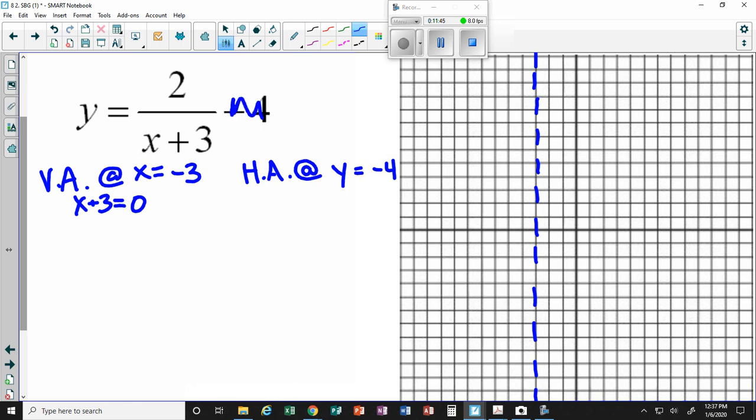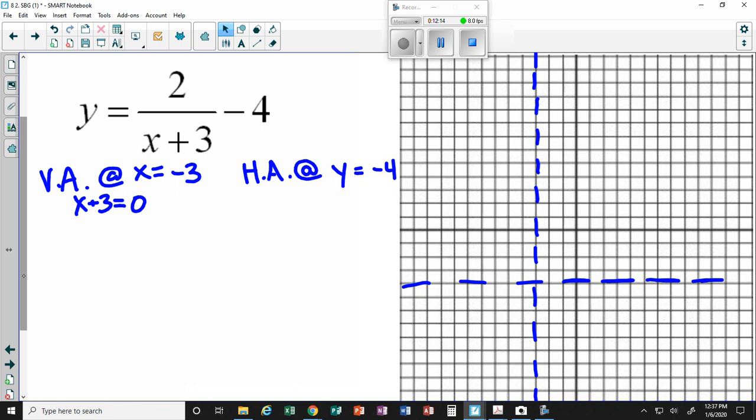Now, if there was nothing there, if this was just the parent function, where would it be? It'd be at 0, right? We start at 0 unless we shift. This one shifted down 4, so now it's at y equals -4. So I go 1, 2, 3, 4, down to -4. Drawing my horizontal asymptote. So I've got my vertical asymptote and my horizontal asymptote.